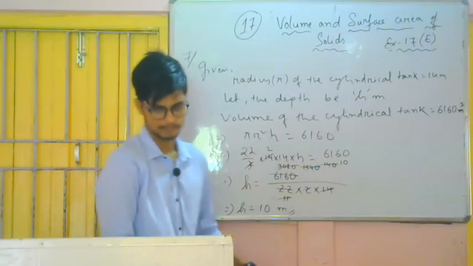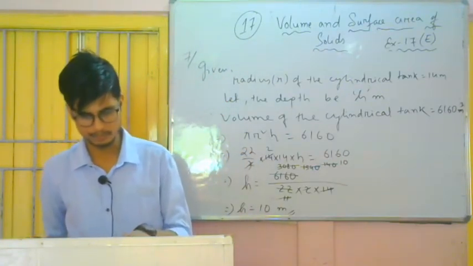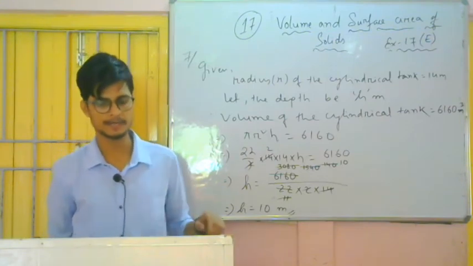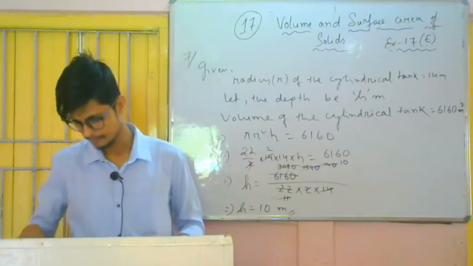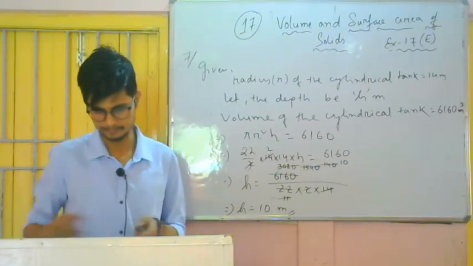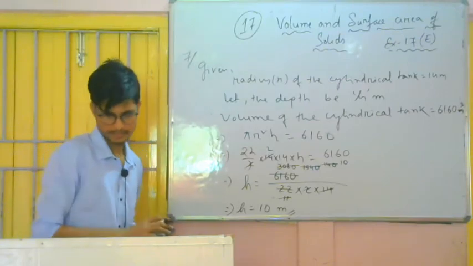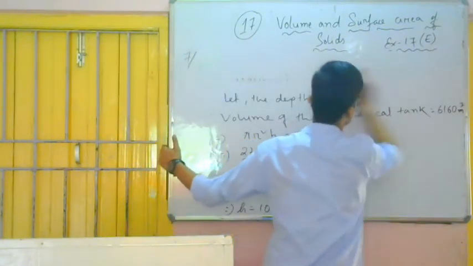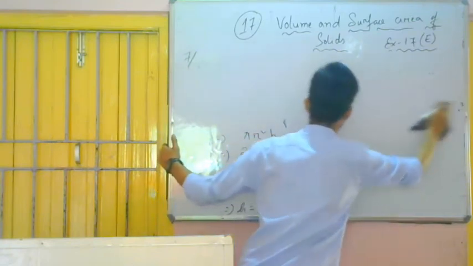So you make the correction, okay? In the question it will be 6160 cubic meter, not centimeter. So height is 10 meter. Height is 10 meter. So now you write, height also we have got.